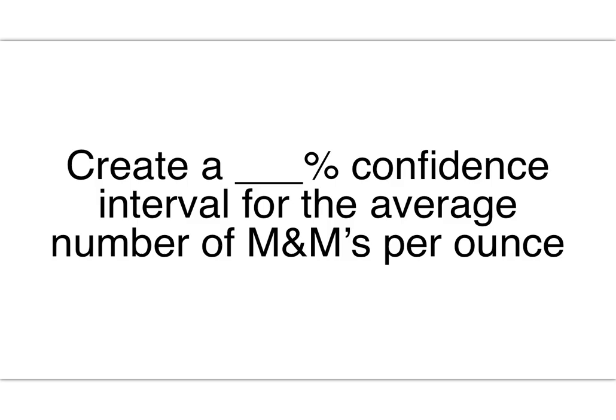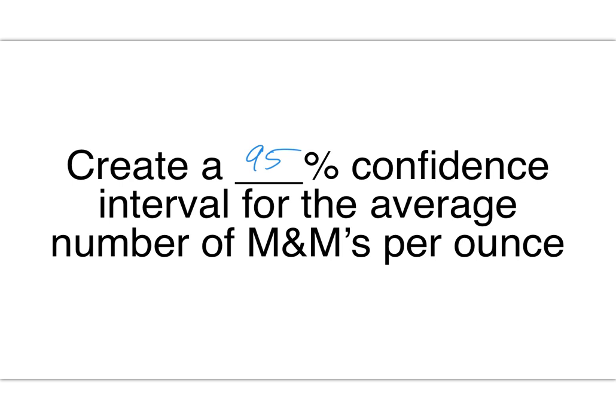So now we'll just go ahead for everybody in the room. We'll all do a 95%. But in order to do this, we need to have a data set. So it says create a 95% confidence interval for the average number of M&Ms per ounce. So this is where you counted your total number of M&Ms.